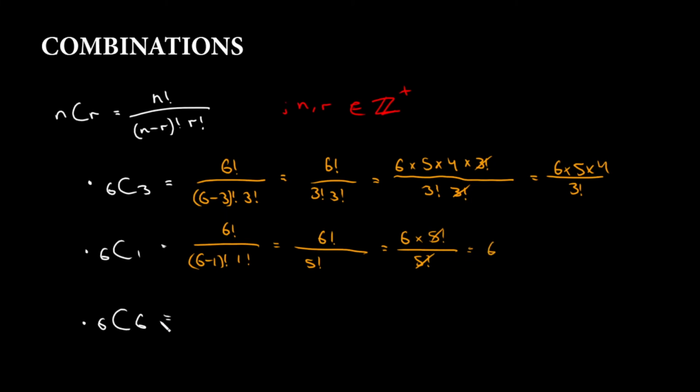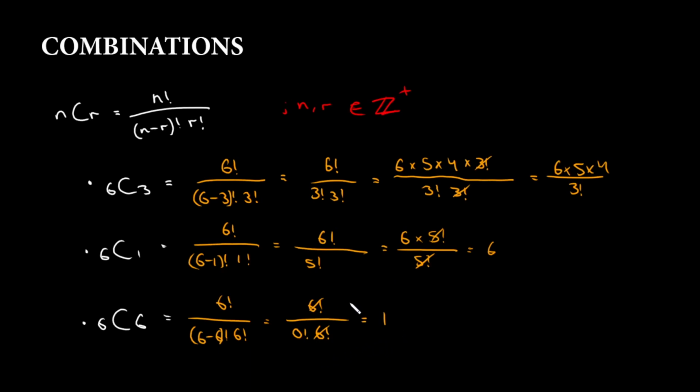In the same way, if we do 6C6, we would get 6 factorial over (6 minus 6) factorial times 6 factorial, and this would equal 6 factorial over 0 factorial times 6 factorial. And from here, we can cancel the 6 factorials, and this gives us 1. 0 factorial is 1, and I'll make a separate video on the proof of that.